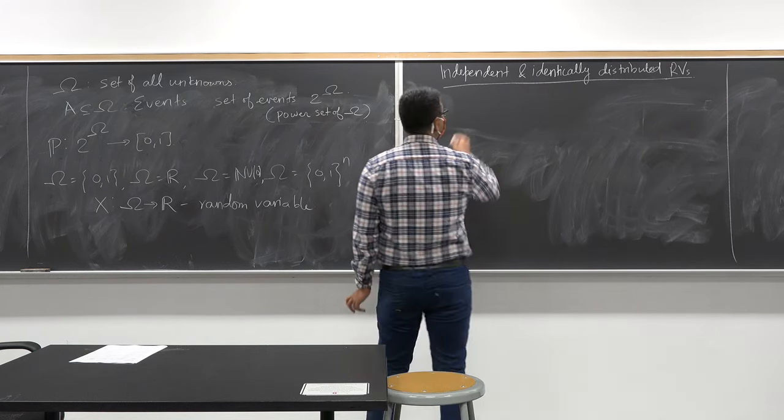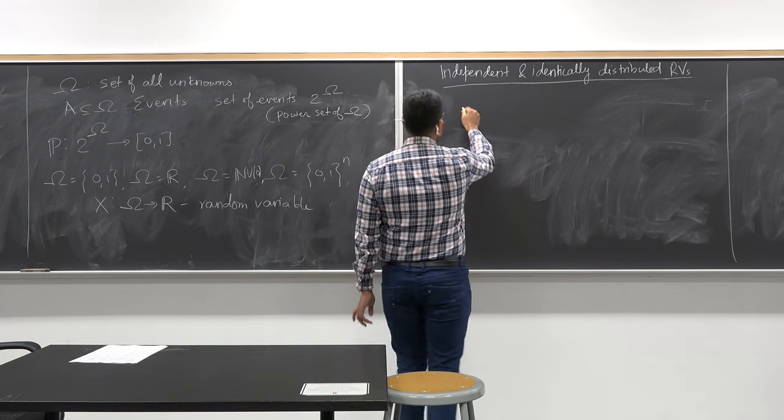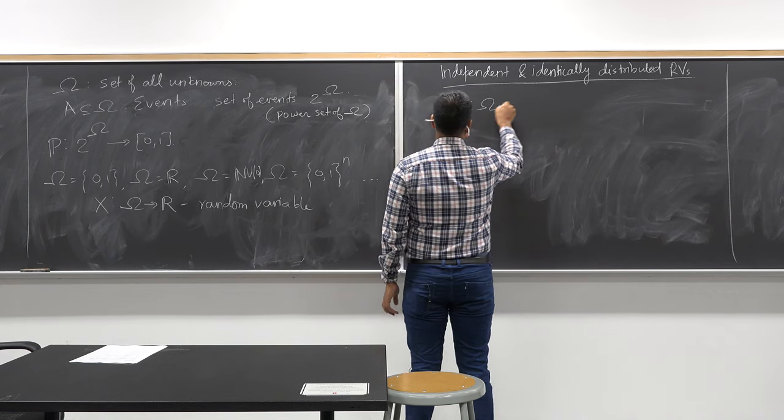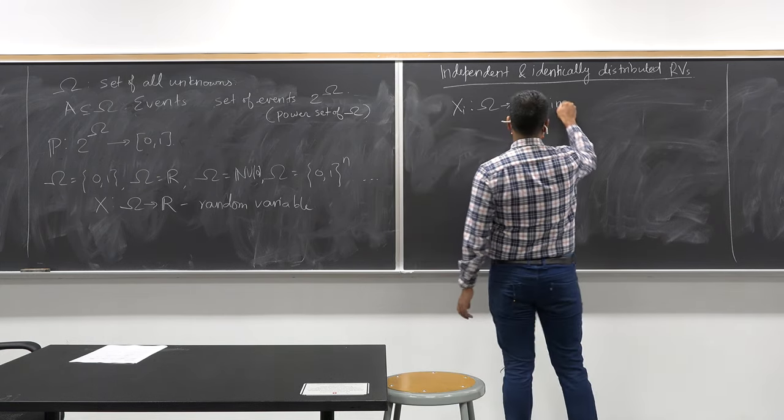Okay, so the way you define independent and identically distributed random variables, you have Xi, which maps omega to R, and they are independent.